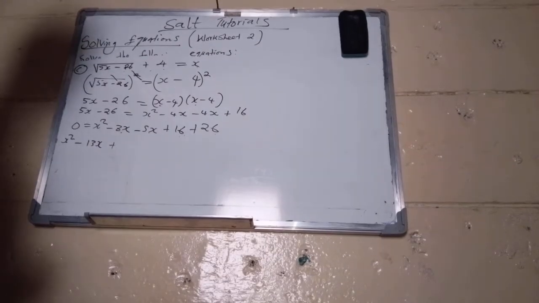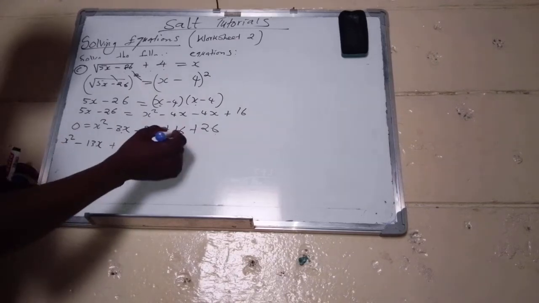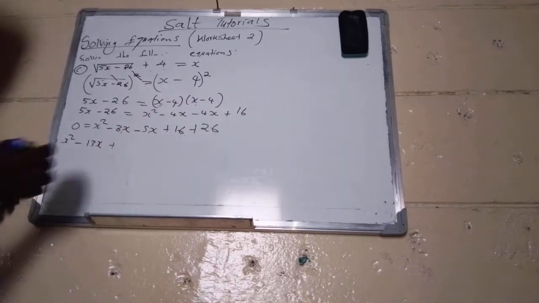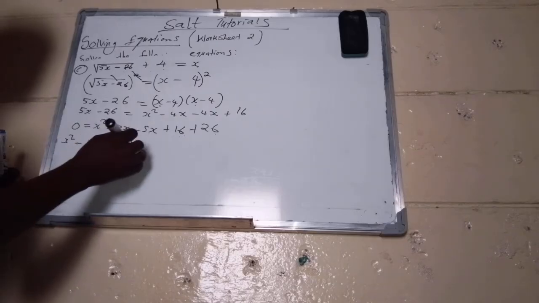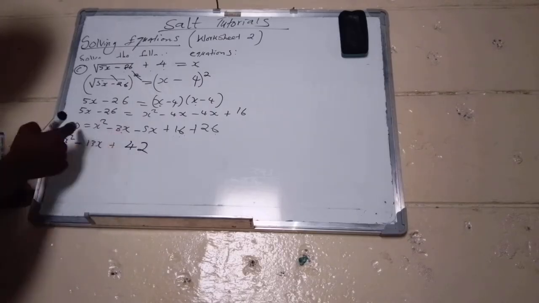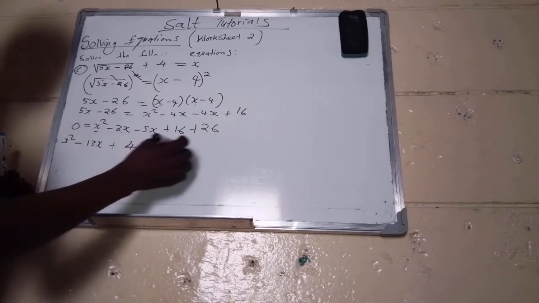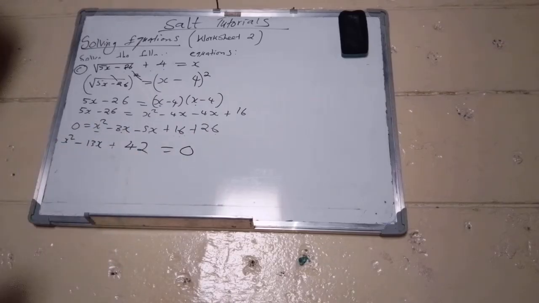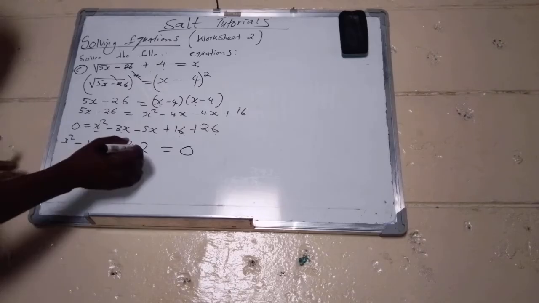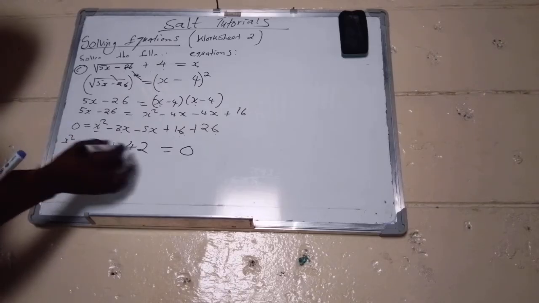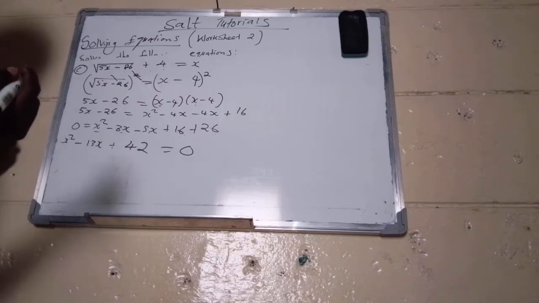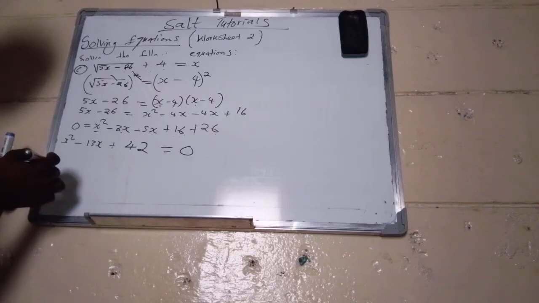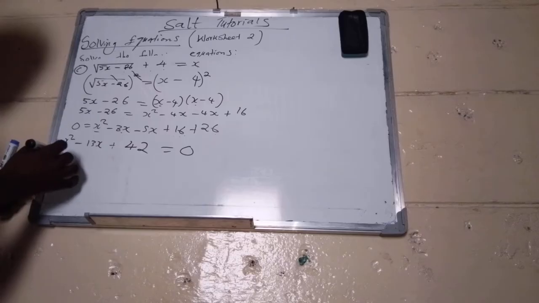Yeah, so 16 plus 26, we're going to have 42. So we're simply saying this expression is all equal to 0. Factorizing this, we need two numbers giving us negative 13 when added and 42 when multiplied. What are those numbers? I think 6 and 7.